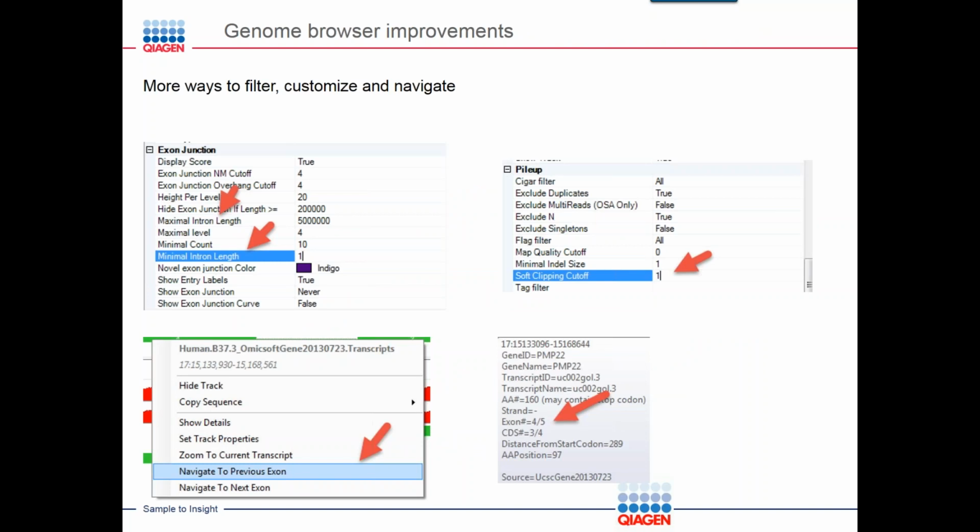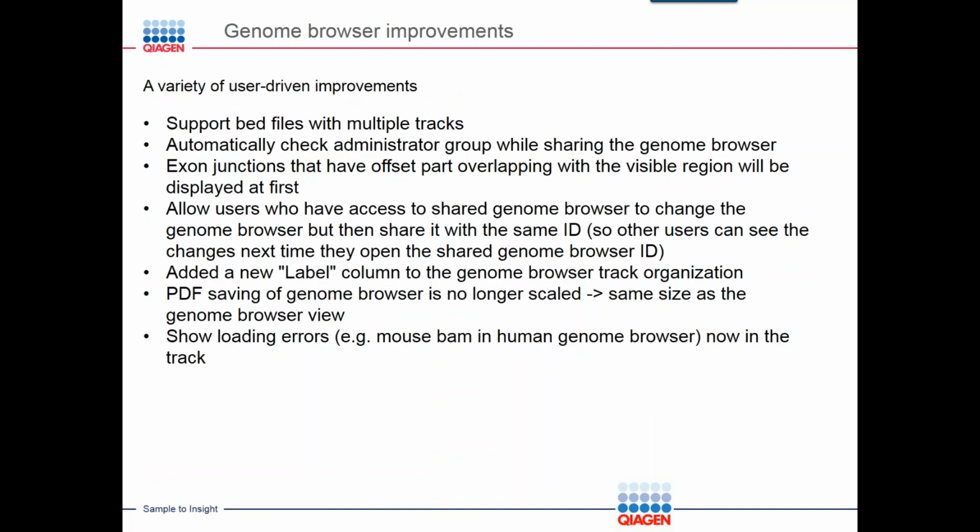The genome browser has been widely used by our users. We have actually started to do more in 10.0. We listened to individual user requests, and we provided very advanced filtering and customization modules such as intron length filtering, soft clipping cutoff, navigation to allow users to move between different exons, or even more tooltips on the exact location of different tracks. Those are just a few screenshots of the many things that we have provided.